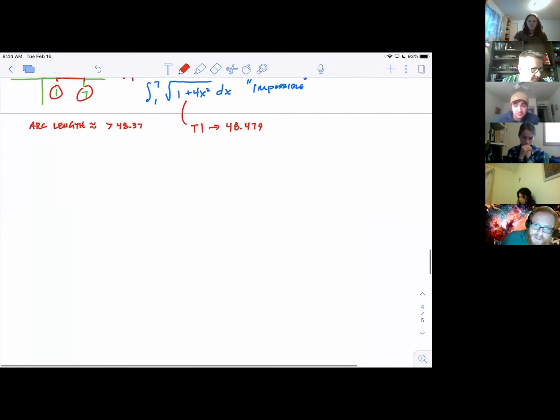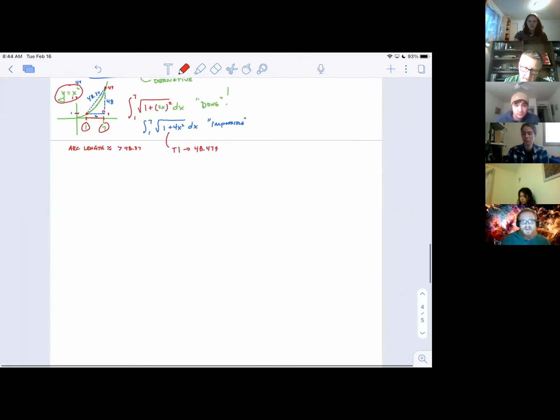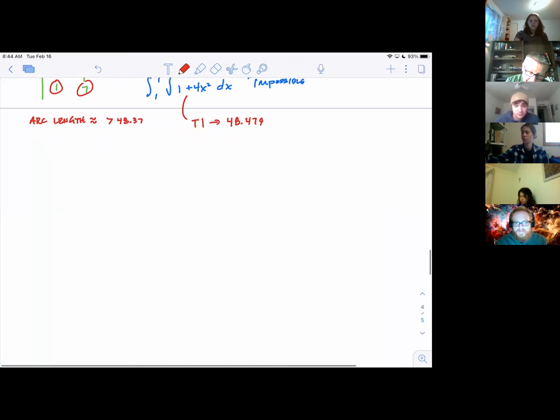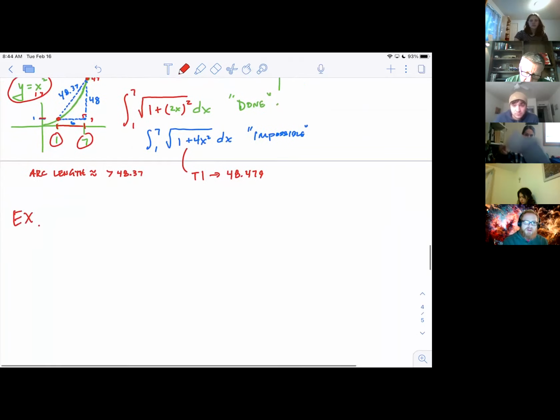Just to cement the concept in, let's do a couple other examples. And I will tell you, on my test, I'm just going to say, set the dumb thing up. In other words, I really don't want you to take the integral. I want you to set it up, and I'll probably ask you to give the decimal answer, but the focus here will just be setting it up. And it's not hard to set it up at all.